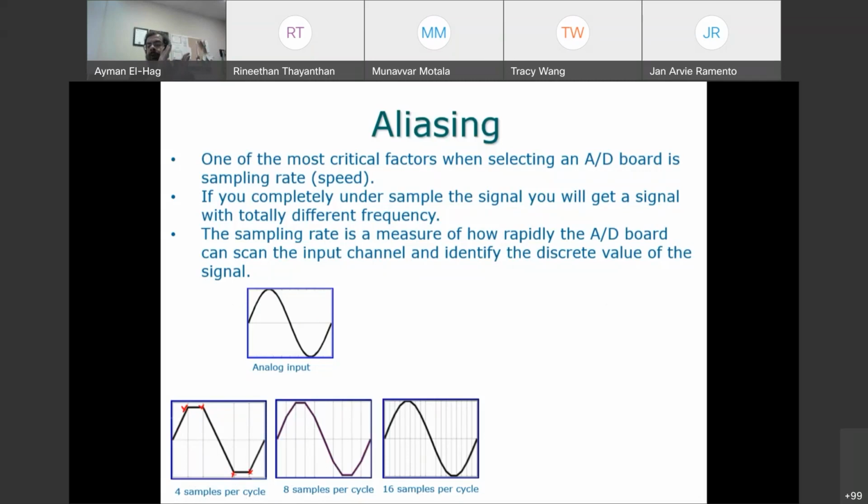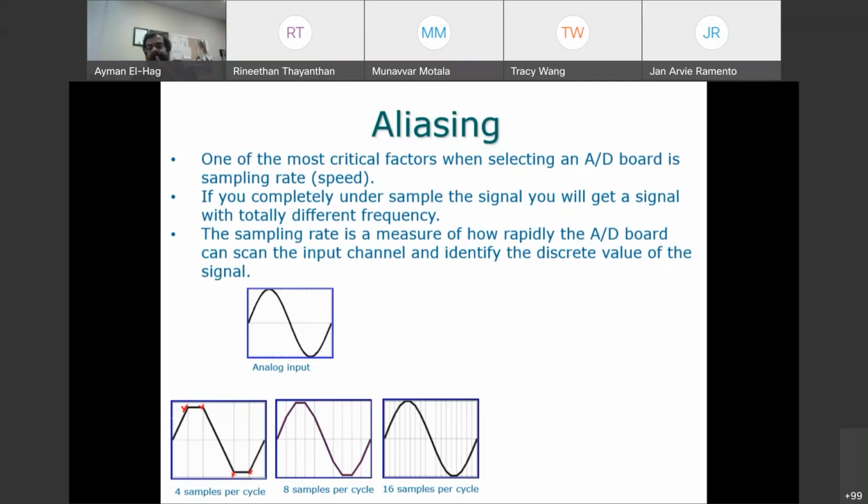What to do? You need to take more samples. So if I take 8 samples per cycle, see here, now it's much better. If I take 16 samples, way better. Now, how does the signal look? It will have a certain saturation level. After a while, there is not much improvement. So this is why you need to know, based on your application, what sampling rate you need.